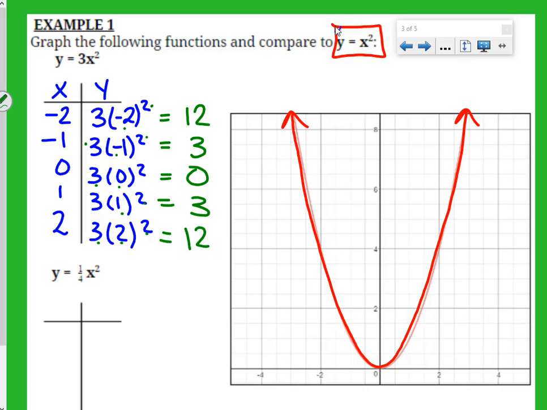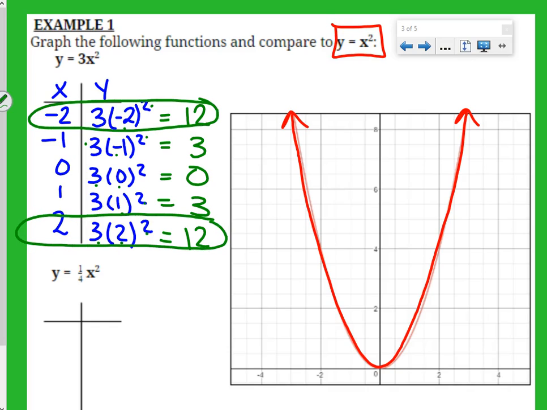So now we just want to graph those points. We can't graph the first point or the last point because our graph does not go high enough. We're only going up to 8. So we'll just graph the middle 3 points. -1, 3 would be right there. 0, 0 would be right here. And 1, 3 would be right here. Connect those points to make that nice curve.